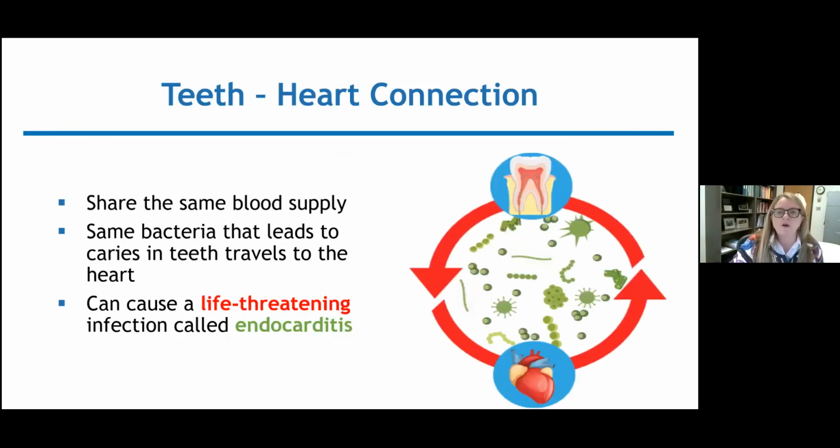There's obviously, we all know here about the teeth-heart connection. They share the same blood supply. That's why cyanotic blood going to the teeth is not going to promote optimal growth. The same bacteria that leads to caries in the teeth can travel to the heart and cause these life-threatening infections called endocarditis.